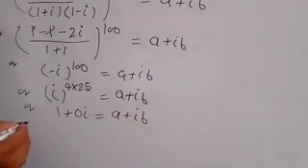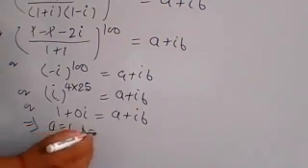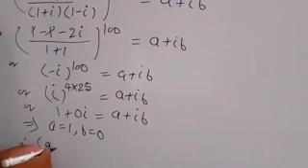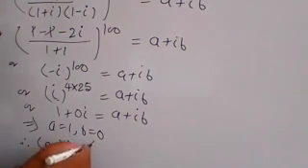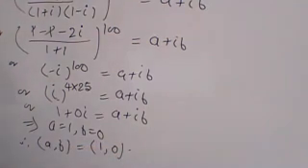Now if you compare, you have a is equal to 1 and b is equal to 0. So you can write your final answer as: the ordered pair (a, b) is equal to (1, 0). So that is your answer.